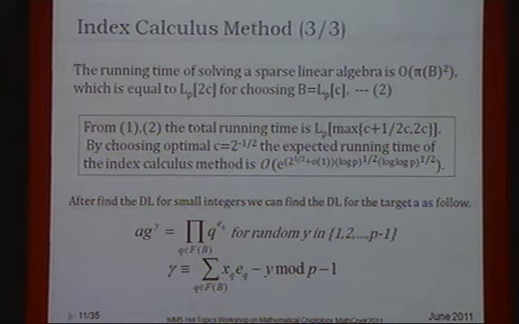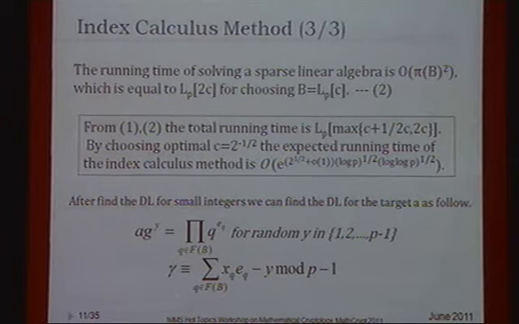After finding the DL for small prime numbers, how can we solve the target? It is done like this. We just multiply the target with g to the y, where y is a randomly chosen integer. Then we can expect that this can also be factorized into a smooth number. Then we already know the DL of Q, and of course we know y. Therefore, the discrete logarithm can be solved.